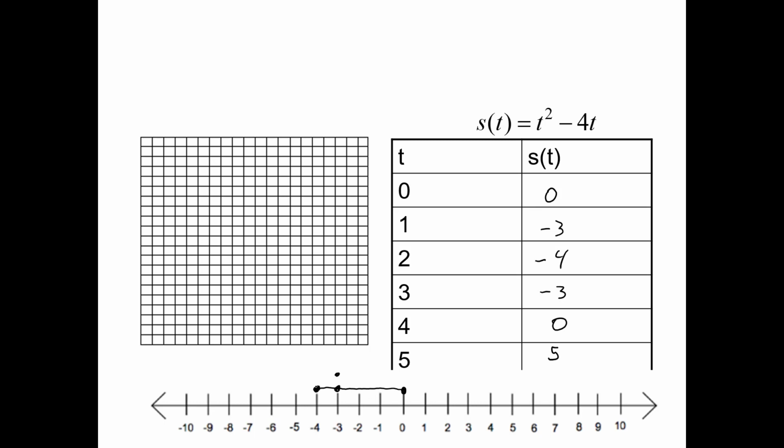That's all the ant is doing, but we can't really connect that, so we'll go off the number line and go like that. And then at 4 seconds we're back to 0, and then at 5 seconds we'll be at 5.